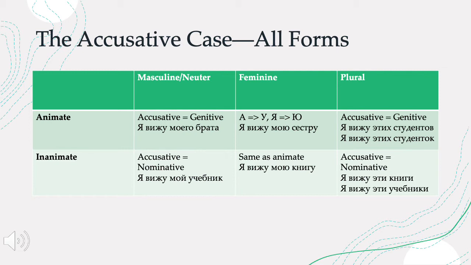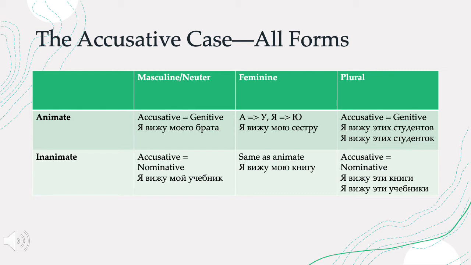However, if we have a masculine or neuter inanimate object, we give it nominative endings. Я вижу мой учебник. I see my textbook. Brother is animate, it takes genitive. Textbook is inanimate, it takes nominative.